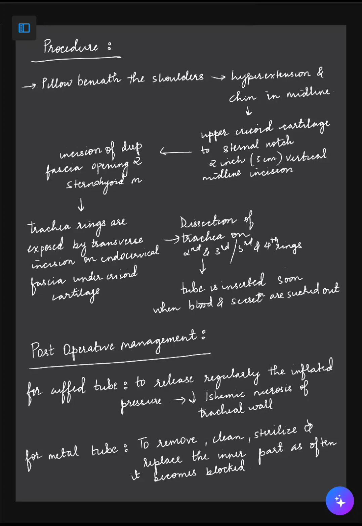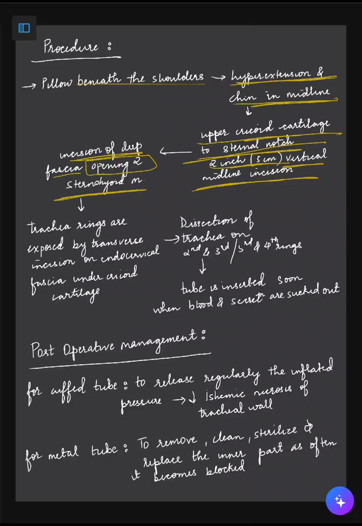Now, what is the procedure of this? There is a pillow beneath the shoulders for hyperextension of the neck, which creates a midline. Then we should check from the lower cricoid cartilage to the sternal notch. We should make an incision 2 inches, which is 5 centimeters, a vertical midline incision. This incision should go until the deep fascia and opening of the sternohyoid muscle.